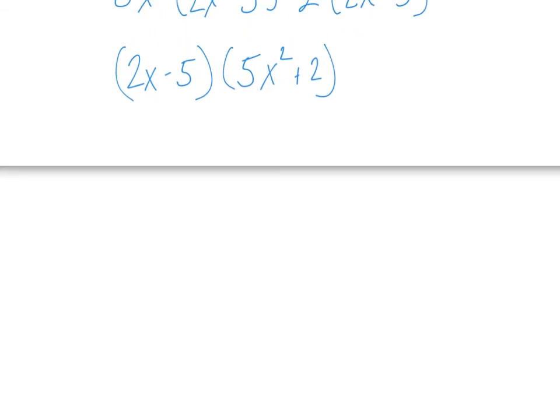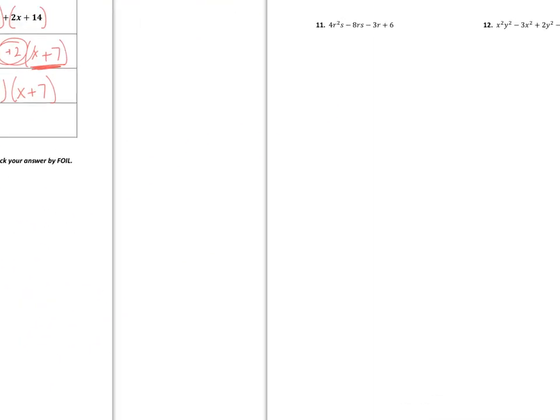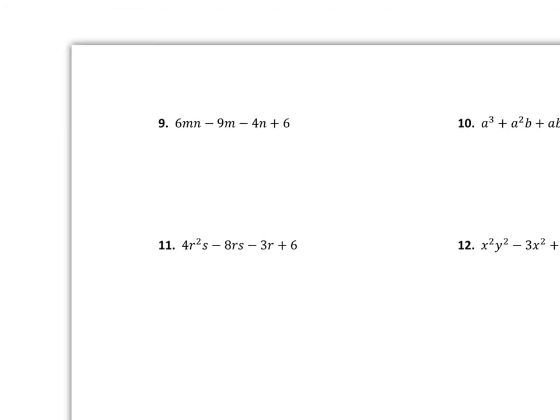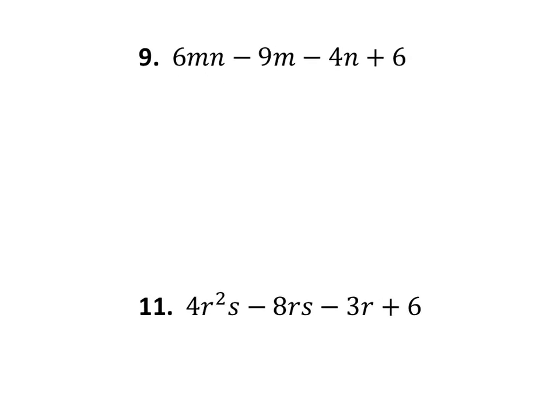Okay, let's keep going. Ooh, what do we got? All right, so we got a couple over there. Let's do these ones real quick, kiddos. All right, here we go. Group. Good to go. Greatest common factor of 6 and 9 is 3. They also have an m in common. Alright, we factor this out. 2n minus 3.